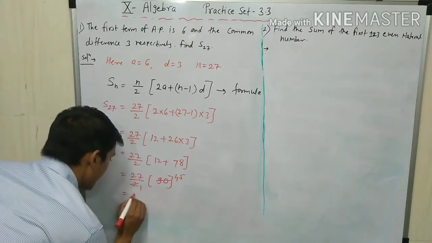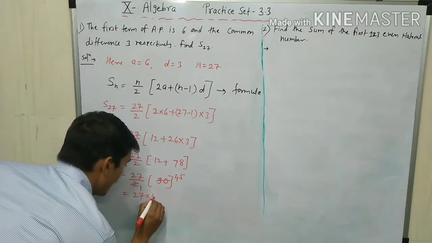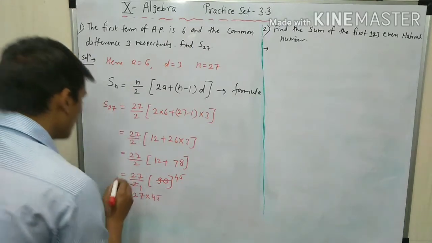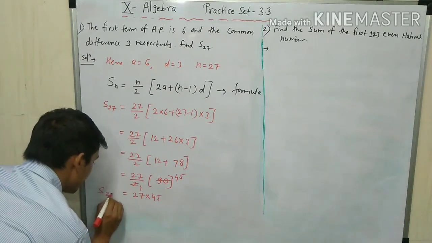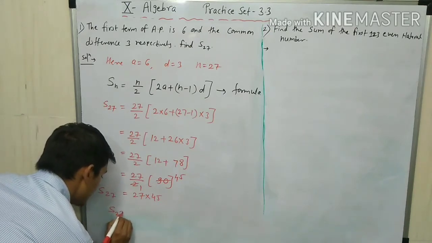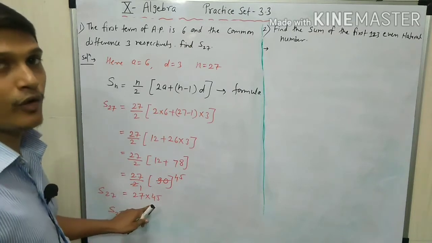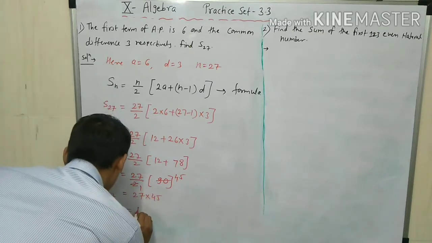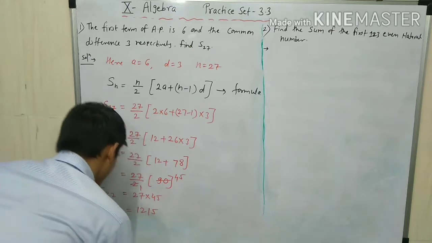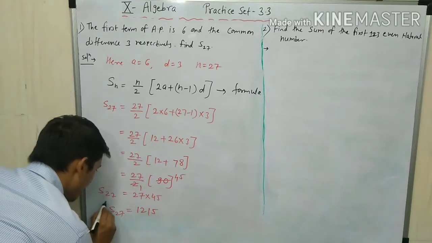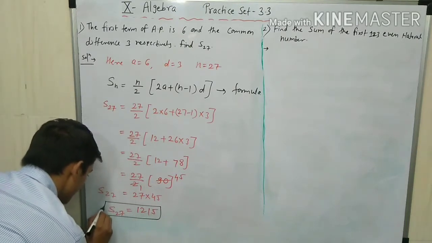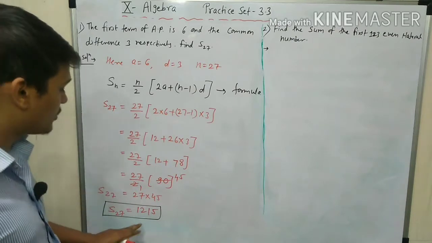Now 27 into 45 is equal to S27. Now S27 is equal to 27 into 45, which is 1215. Now this is your final answer. S27 is equal to 1215.